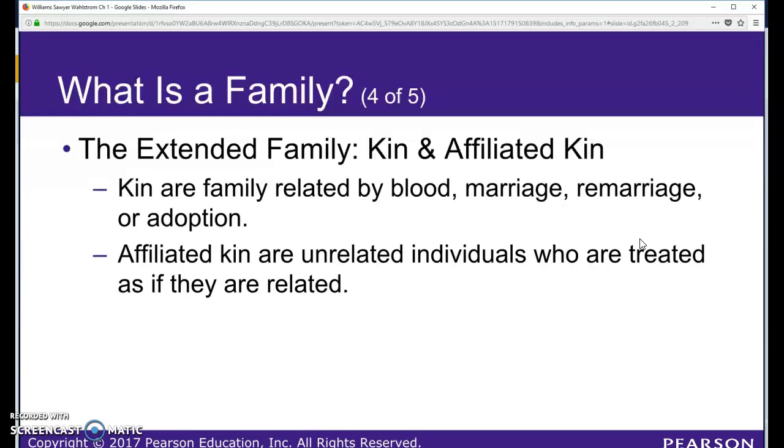Affiliated kin are something that I think is also important in today's world. Affiliated kin are folks that are not related to us, but we treat them as if they are our family. I have a strong network of friends that we really consider ourselves to be family, and we depend on each other and rely on each other. And that's a really important thing, I think, with all the pressures in today's modern world.